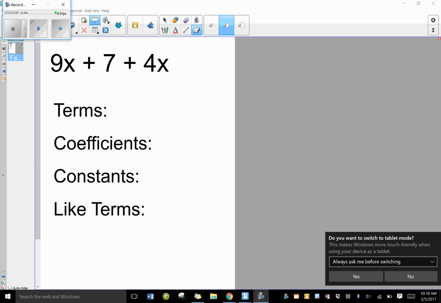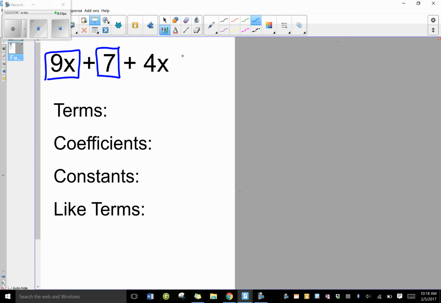Hi, boys and girls. Today we're going to review the differences between terms, coefficients, constants, and like terms. When looking at your equation, please remember each of the pieces is considered to be a term. And within those terms, you'll either have constants or coefficients. So in this example, 9x, 7, and 4x are all considered to be terms. Let's underline this in blue so we can keep it all organized.